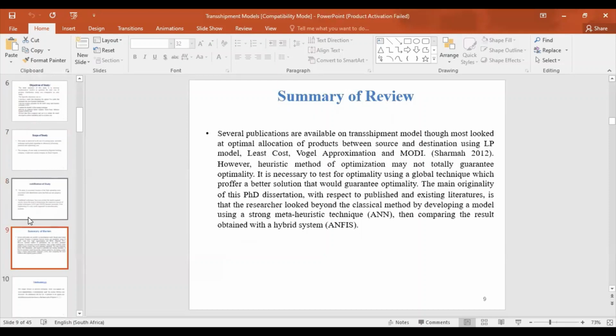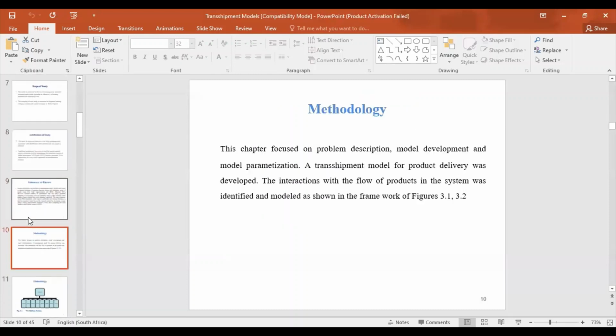Looking at a review of literature, a good number of researchers have developed solutions based on heuristic techniques. Least cost method has been used for problem solving. Linear programming model has been used effectively. Vogel approximation has also been used, and modified distribution method for solving heuristic problems. It's therefore necessary to look beyond that. Some researchers have also used the neural network for this problem solving system, but the hybrid algorithm is the novelty behind this research, trying to demonstrate the power of adaptive neural inference system in making allocation decisions.